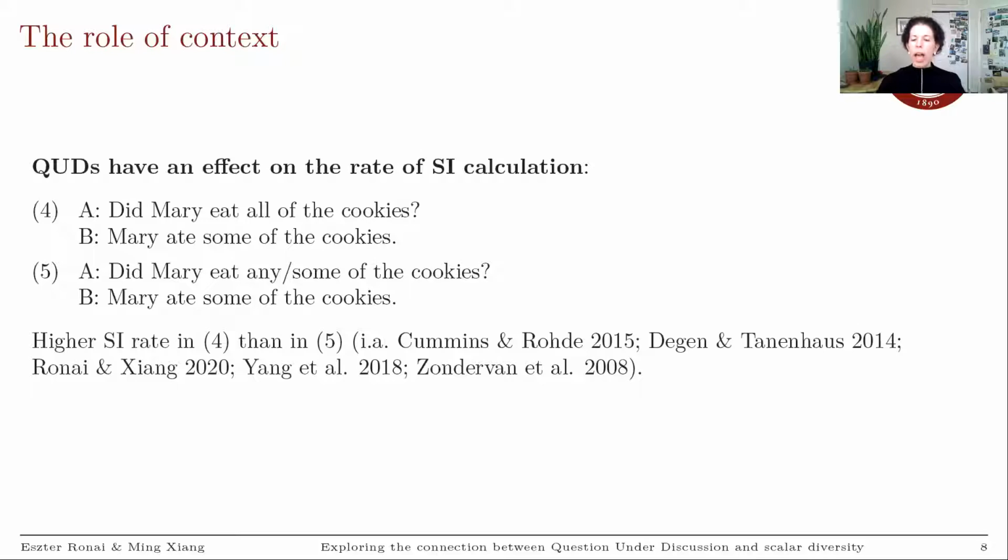But as has been found in a number of experiments, the some-containing sentence in 4 in fact produces a much higher rate of SI derivation than the one in 5. So existing work has largely concentrated on the some-all scale, but the finding from this is that QUDs, as operationalized, for instance, but not exclusively as overt questions in a dialogue, impact the rate at which SIs are drawn.